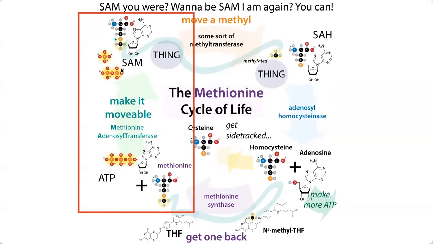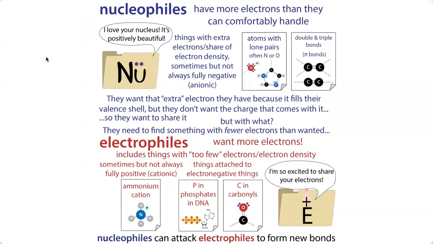How we're going to do it is that we're going to use a substitution mechanism. So we're dealing with nucleophiles and electrophiles. And if you need to review those, go back and review them. But here's just a quick summary. A nucleophile is something that has more electrons or electron density than it can comfortably handle. And it's going to seek out an electrophile, which is something with which it can share that electron density.